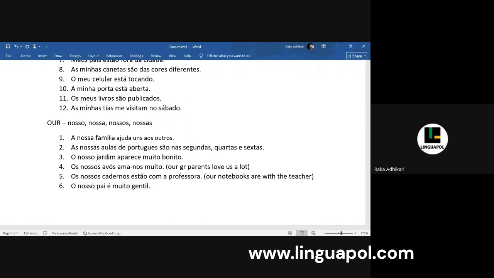O nosso pai é muito gentil. Our father. Here you can see the subject is plural. We are saying our father means it is more than one person. He is the father of more than one person. That is why we are saying हमारे पिताजी, यानी हम सबके पिताजी. Our father. That is subject is plural here. But since the object is singular, पिताजी एक ही है, father एक ही है यहाँ पे. तो यहाँ पे ऑब्जेक्ट एक ही है, इसलिए हम नॉसु यूज कर रहे हैं, which is masculine and singular. So our father is very kind.